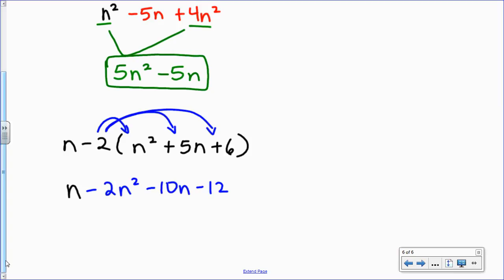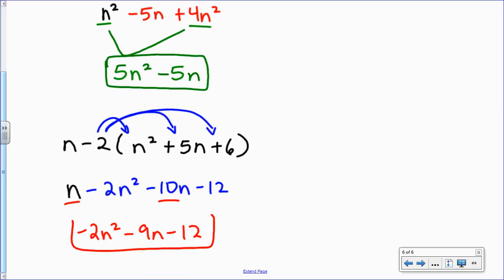Okay, combine your like terms and put it in standard form. So write the -2n squared first. Okay, is that what you got? Okay. Questions about that? Okay. You can put your notes away.